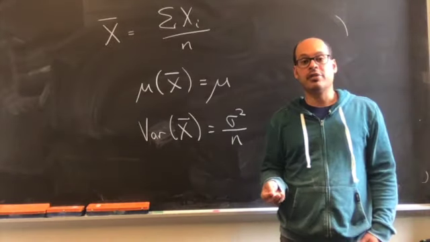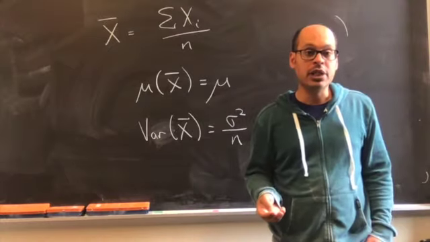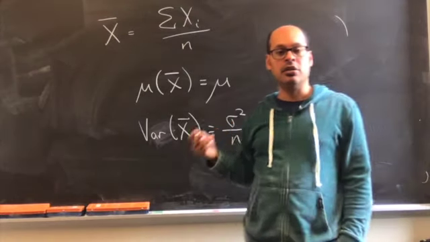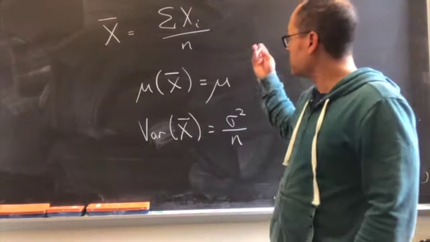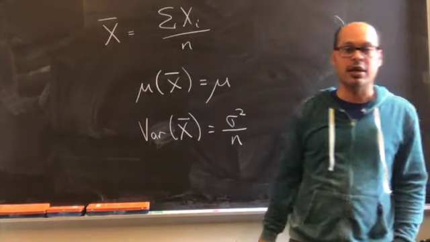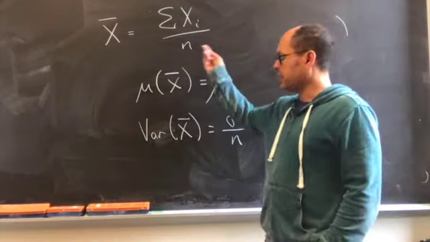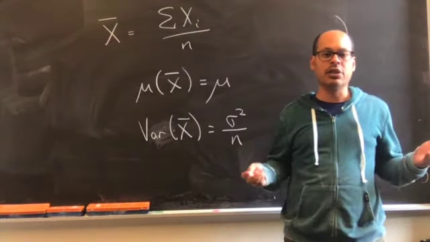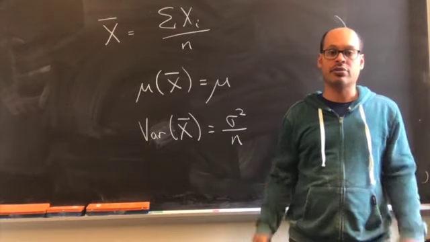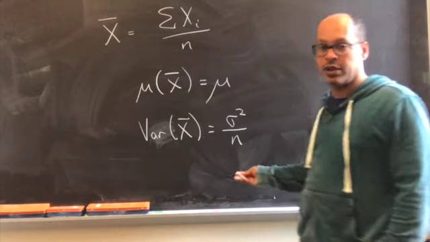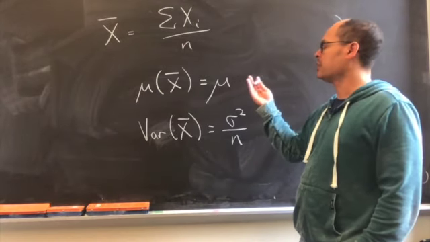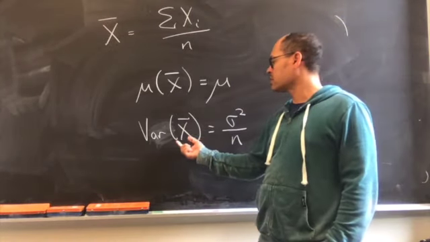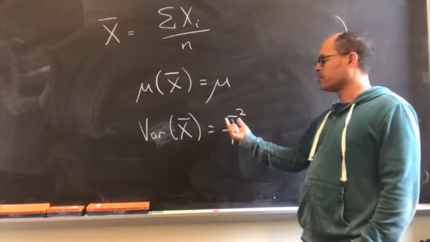Being a normal random variable, remember the sample mean is just the sum of these n independent identically distributed random variables Xi, divided by n. If this is a normal random variable, then all we really need to know about it are its mean and its variance, and that's going to describe it as a random variable. As we noticed before, the mean of the sample mean is the mean of the population, and the variance of the sample mean is the variance of the population divided by n.